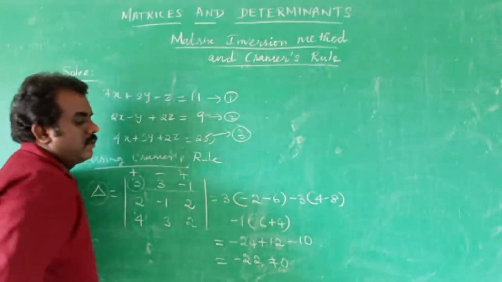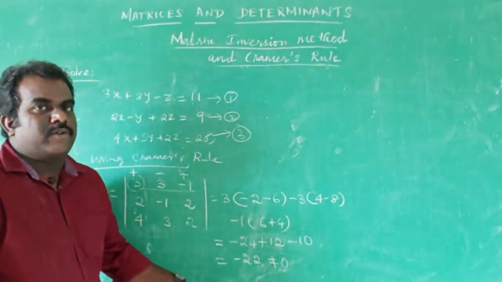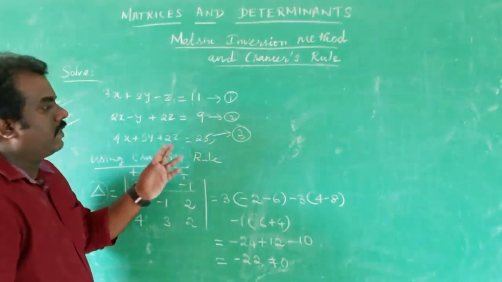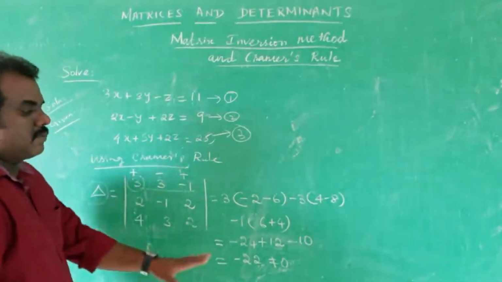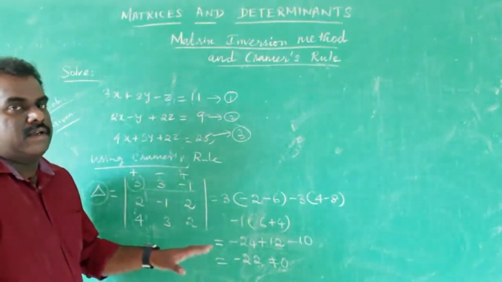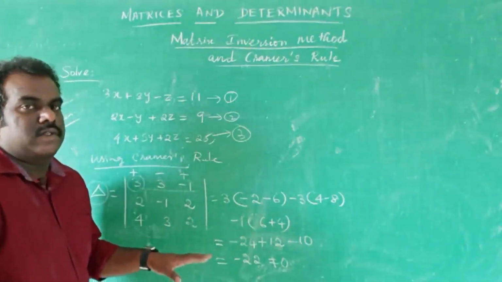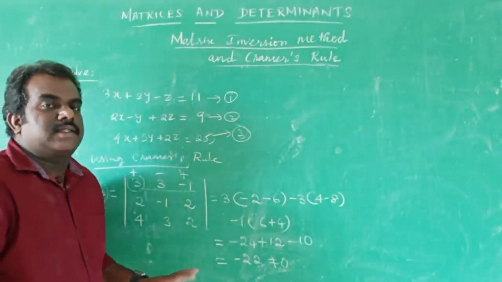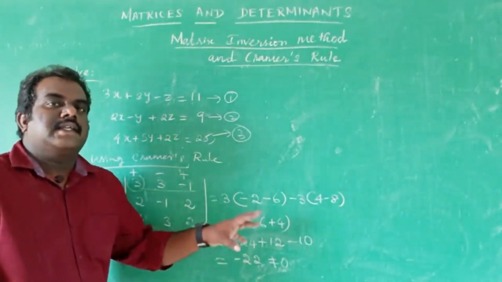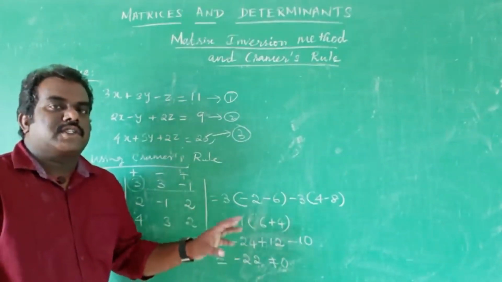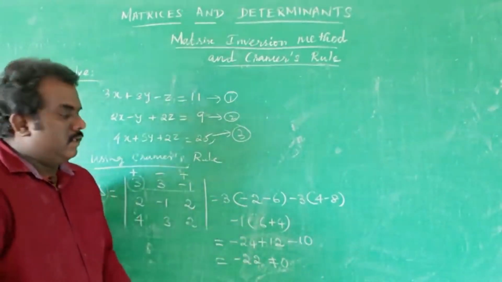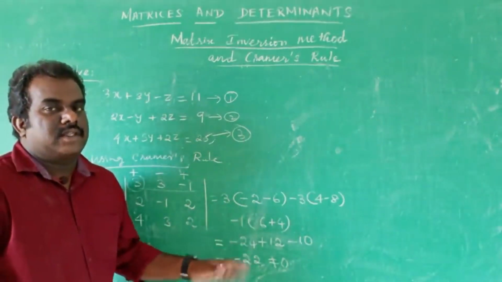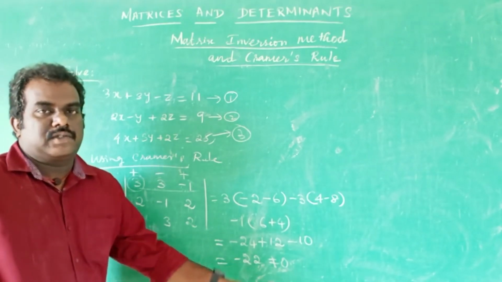Here delta is not equal to 0. Only then can we follow Cramer's rule and find the solution of x, y and z. Delta must be non-singular, because at the time of getting the solution we write x equals del x by del, y equals del y by del, z equals del z by del. Del is in the denominator, so the denominator must not be 0. Otherwise, if it is 0, it is not defined in mathematics. That's the reason delta must be non-singular.